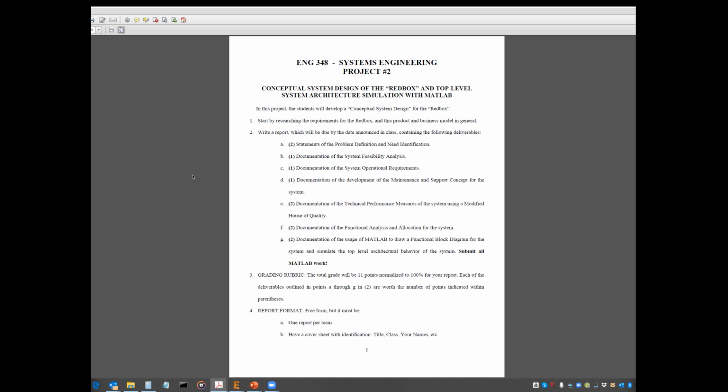But that's just for G. I mean, from A through G, there are other diagrams, right? Yes, there's the house of quality diagram. There are other diagrams. I'm just talking about G as one specific MATLAB diagram. All right, but in addition to that, in part F, there's the functional analysis. Yeah, that's a different diagram. I do want that diagram. Okay, so you do want the flow diagram for that. Yes, of course. Okay, all right, thank you.